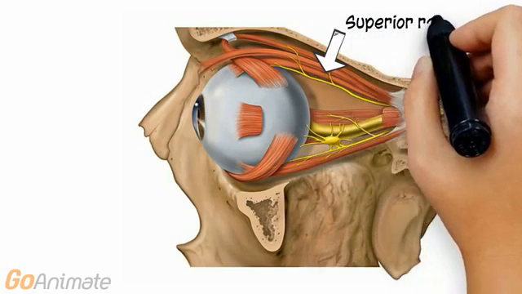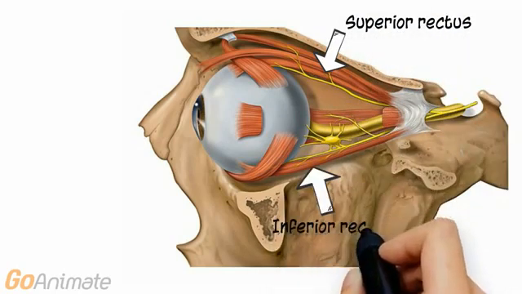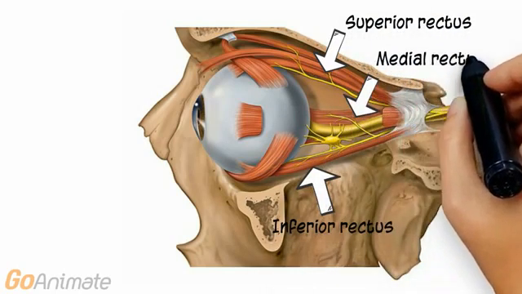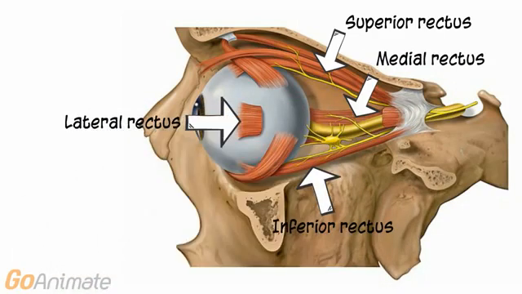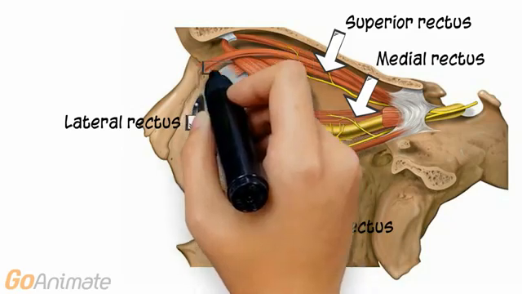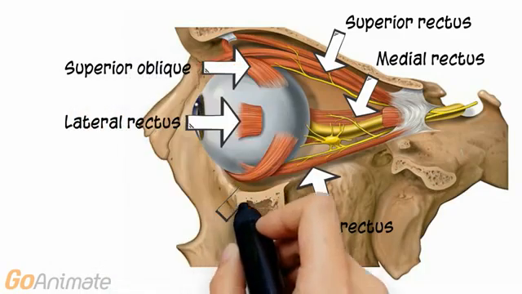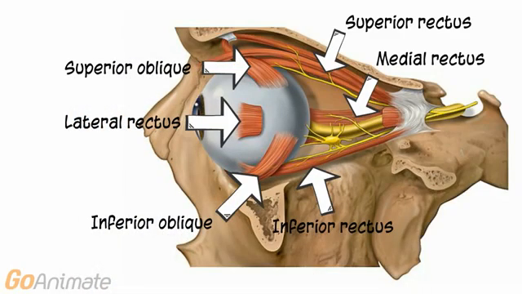There are 6 eye muscles. These include the superior rectus, inferior rectus, medial rectus, and lateral rectus, which is cut in this picture. There is also a superior oblique and inferior oblique.